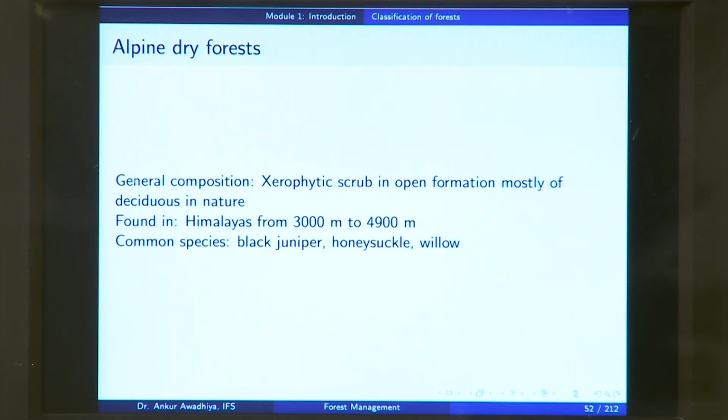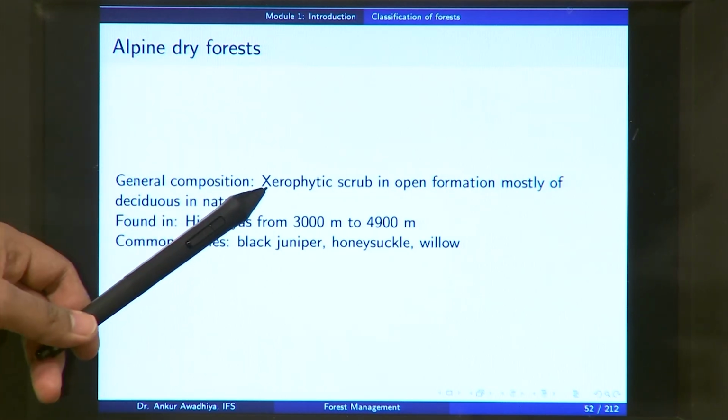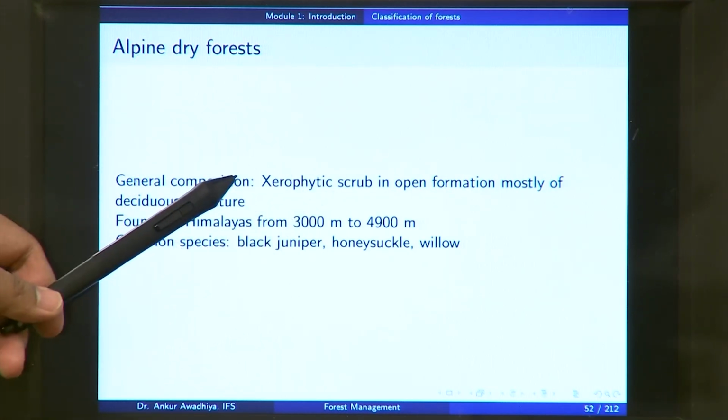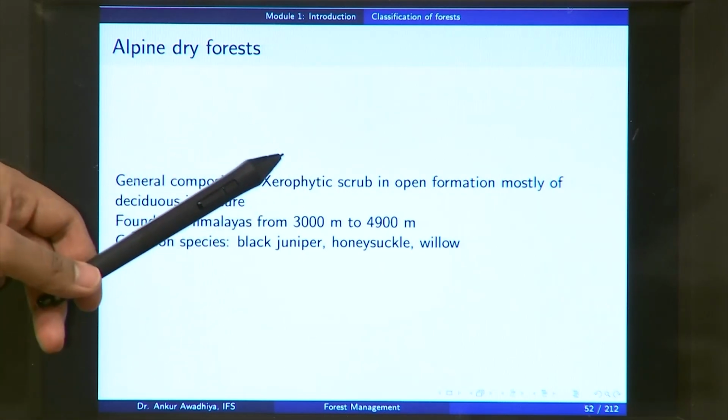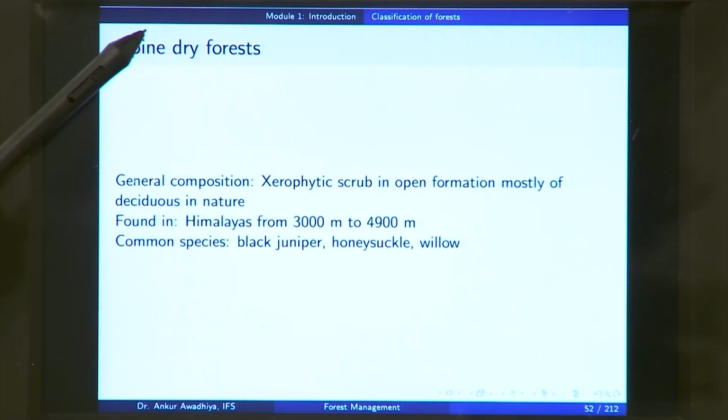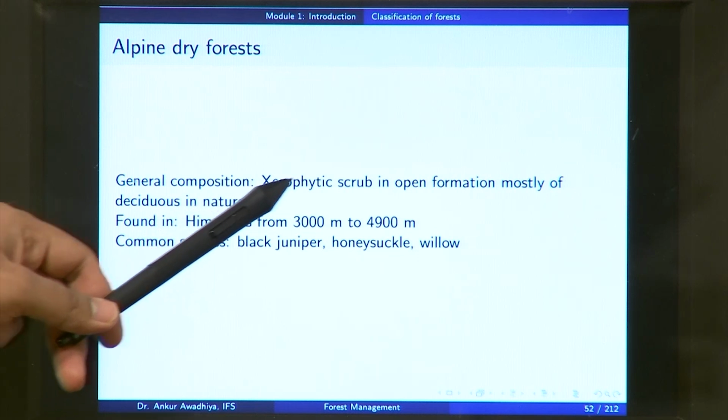Next, we have a look at the alpine dry forests. So, these again belong to very cold areas, the moisture is less. So, the general composition, because the moisture is less, you will find xerophytic scrub. Xerophytic: xeros is dry, phytic is plants. So, these are plants that grow in dry areas. Because these are dry forests, we find xerophytic scrub.